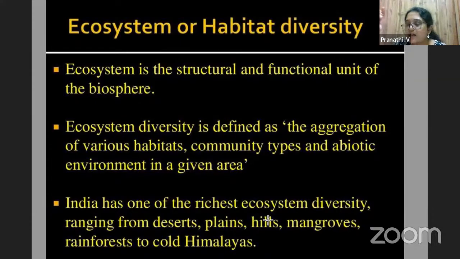what are the abiotic factors that are influencing the ecosystem in that particular area. Desert: sunlight, less water, what are the different types of creatures that are present, all of this. So India is one of the richest in ecosystem diversity.